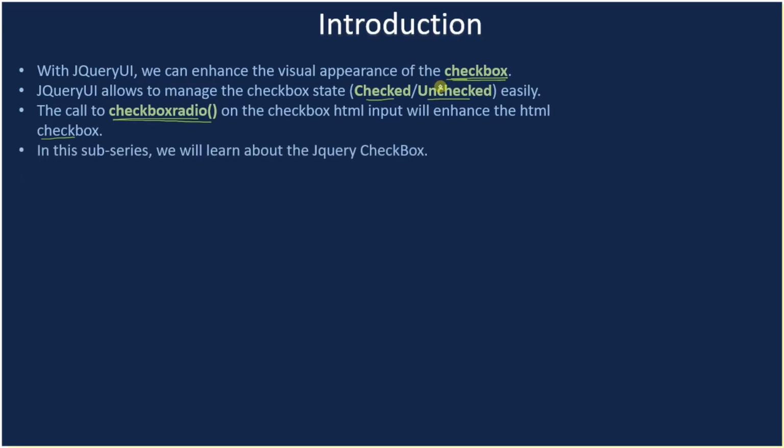In this sub-series, we will learn about the jQuery checkbox. In the last video, we learned about the button, and here we are going to learn about checkbox. And in the next sub-series, we will learn about the radio button. So these three examples will give an idea of how you can use the jQuery API for UI elements. And after that, we will present you two more sub-series. There we will learn some advanced controls.